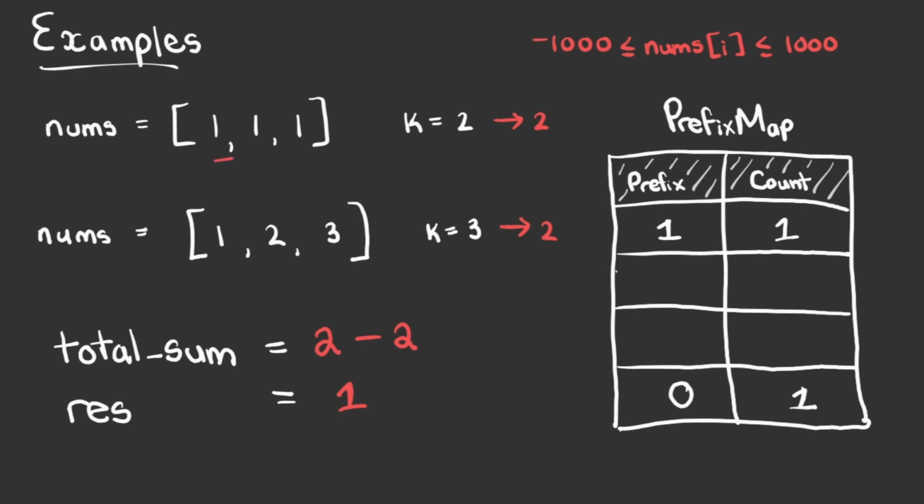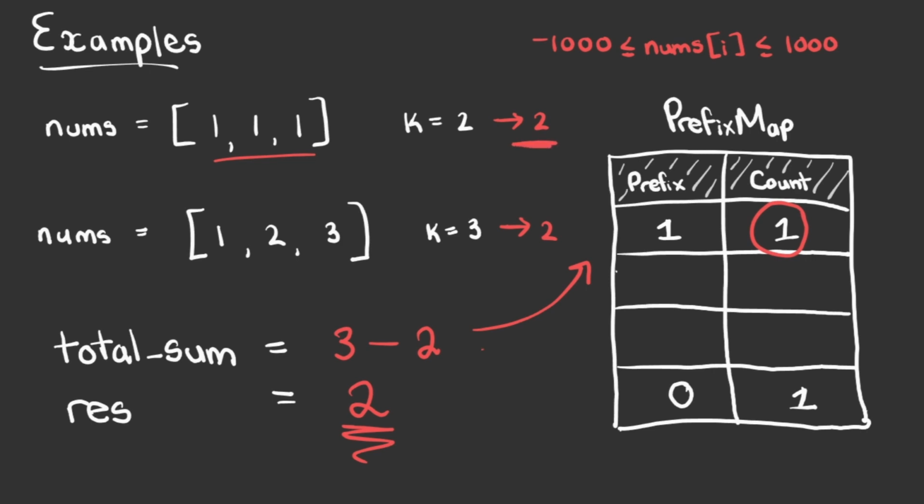Finally, we look at the entire array, which is the subarray of 3 elements. The total sum in this case is 3, since we have 1 plus 1 plus 1. And if we minus k, which is 2, then we get 1. And we can see that 1 is already in the prefix map. So we take the count and we add it to the result. So 1 plus 1 is 2. And since we're at the end of the nums array, that means we can return 2. As we have seen, that's the correct return value.